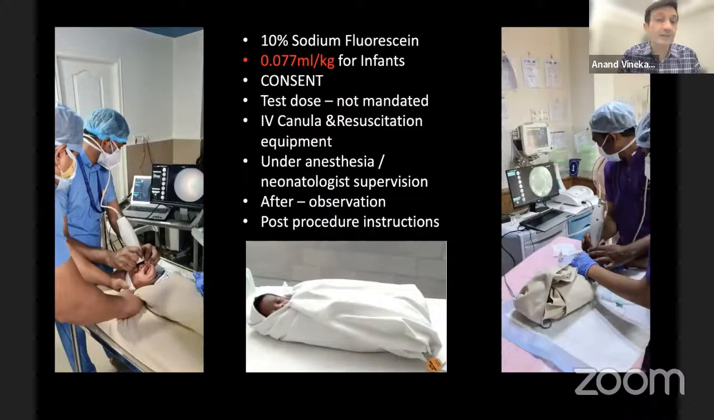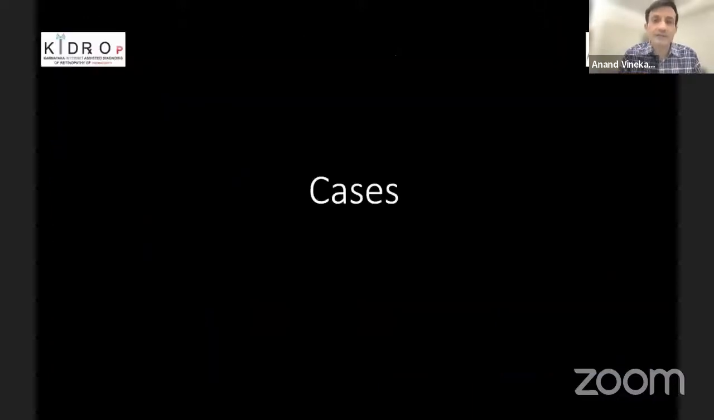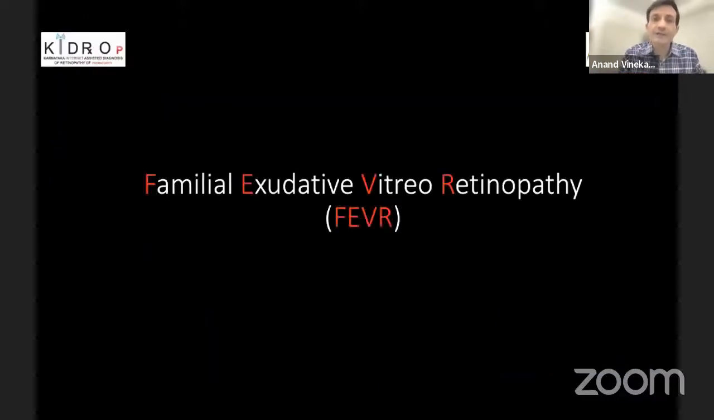But the process and everything else remains the same. 10% sodium fluorescein, though some people have used 20%. That's the dosage, 0.077 ml per kg. This is the Baskin-Palmer regime that was published over 3 decades ago. A test dose is not really mandated. Of course, you must have an IV cannula and resuscitation equipment. Either the neonatologist or the pediatrician should be around, to keep the baby under observation and give the post-procedure instructions.